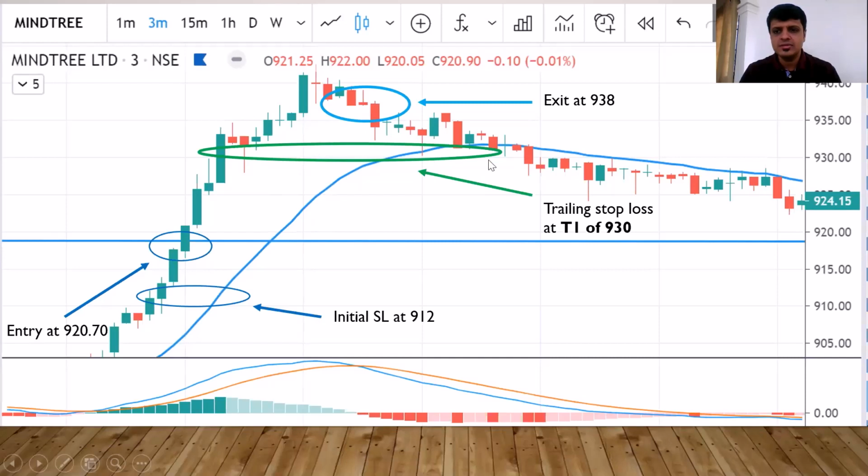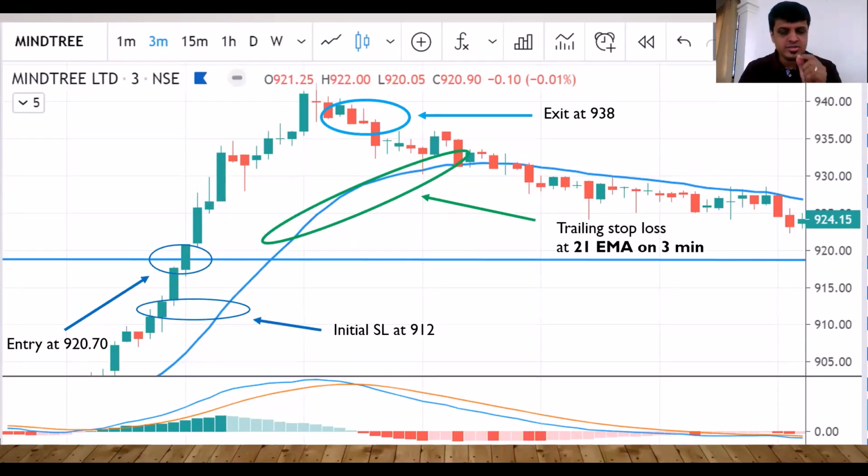Once it crossed 930, and it's still going up, right? So around 938, I can say, hey, I want to put my trailing stop loss. It actually went to 942. So I'm going to put my trailing stop loss at 930, which is T1. So even if it comes down, I can exit. So initially my trailing stop loss was at 930. I then brought it up to 935 later.